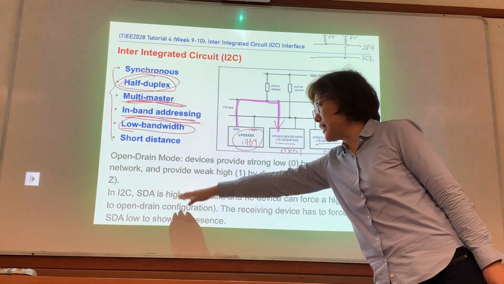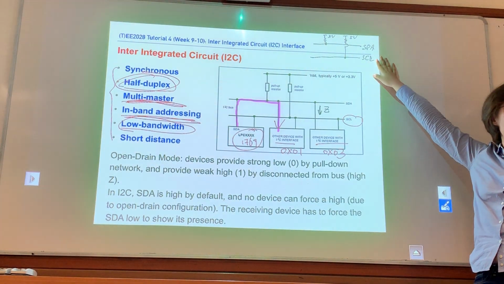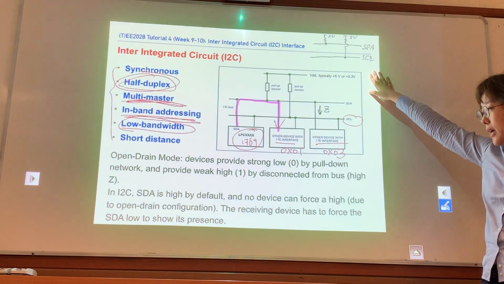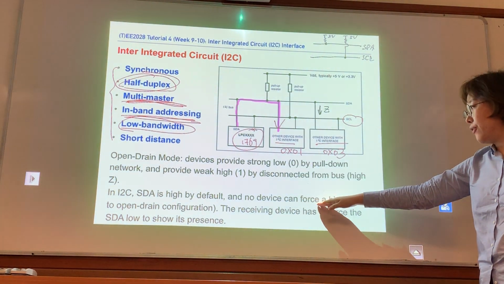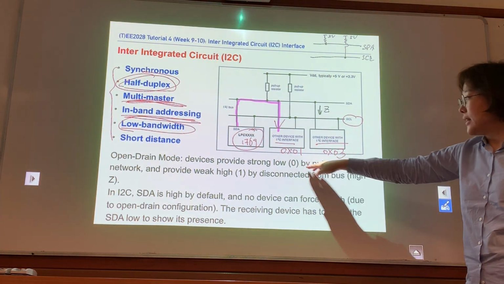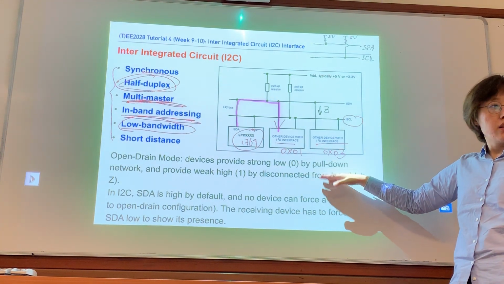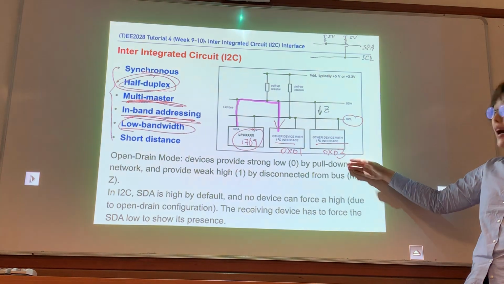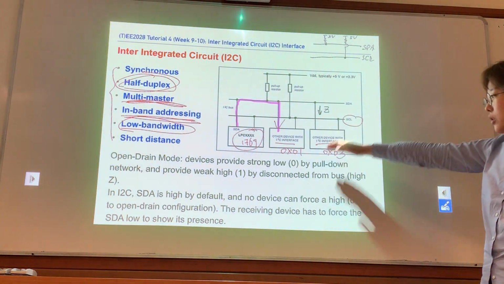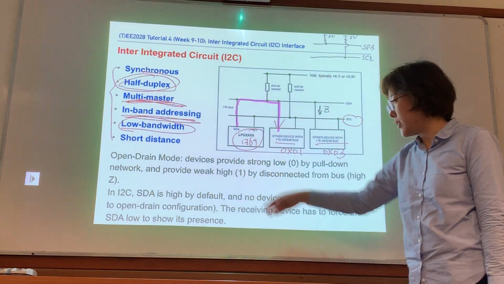So in I2C, SDA is high by default, right? As I mentioned here, by default SDA and SCL are both high. And no device can force a high, because all these devices can just give you a low or behave as high impedance. Your device cannot give you a strong high. A strong high is given by the pull-up circuit. So no device can force a high due to the open-drain configuration.